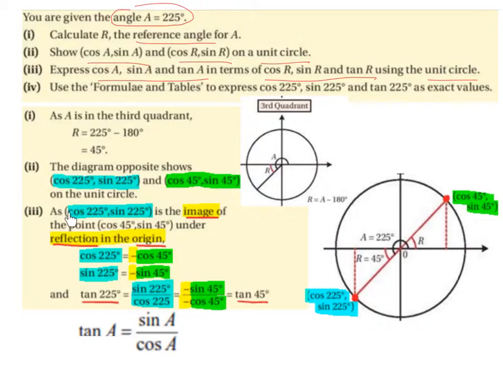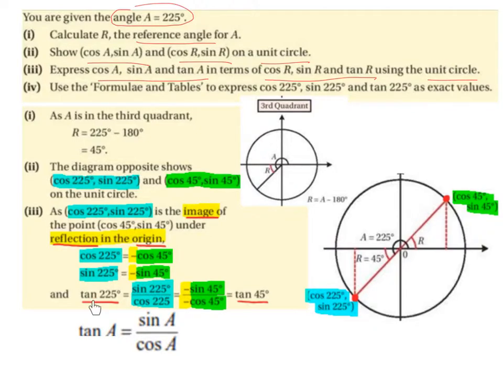So as cos 225 degrees, sine 225 degrees is the image of the point cos 45 degrees, sine 45 degrees under reflection in the origin, then cos of 225 degrees is going to be equal to minus cos 45 degrees. And sine 225 degrees is going to be equal to minus sine 45 degrees.